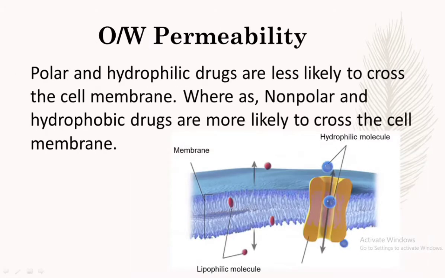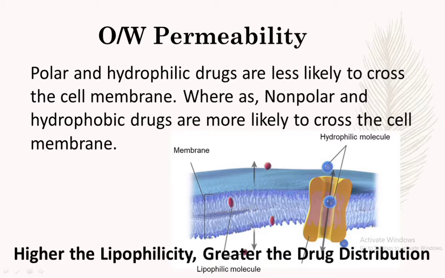Another physicochemical property of a drug which affects drug distribution is lipophilic-hydrophilic permeability. That is, polar and hydrophilic drugs are less likely to cross the cell membrane, whereas non-polar and hydrophobic drugs are more likely to cross the cell membrane. As we already know, our cell membrane is made up of a phospholipid bilayer. You can see in the picture that a lipophilic drug can easily pass through the cell membrane, whereas for a hydrophilic drug to pass, a channel or carrier protein is required. Higher the lipophilicity, greater the drug distribution.